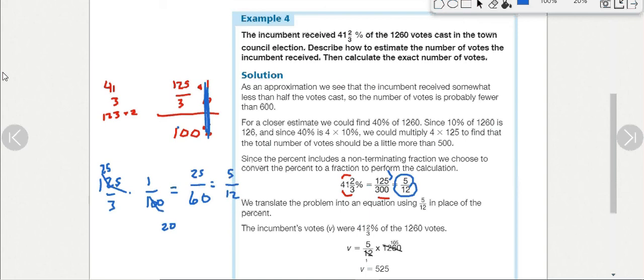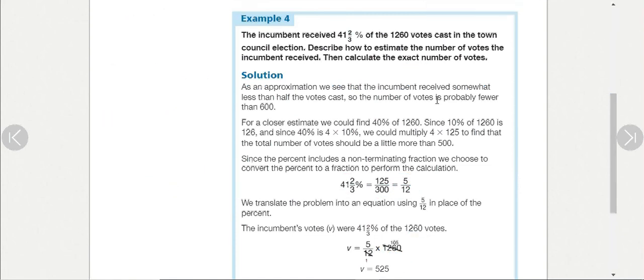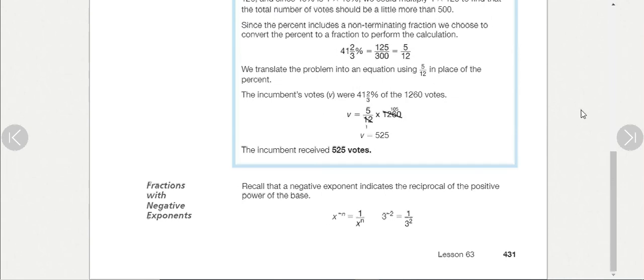Then we said multiply that by the total number of votes, 1260. You get 525. Is that less than 600? Yes. Is it close to 500? Yes. But the exact number of votes is 525. All right. So the biggest thing I think today was being able to turn a percent into a fraction.